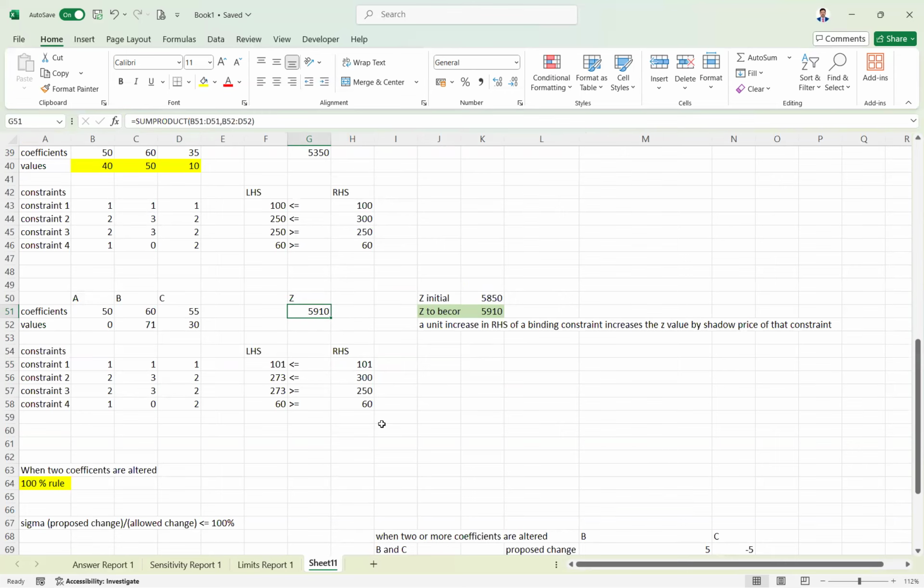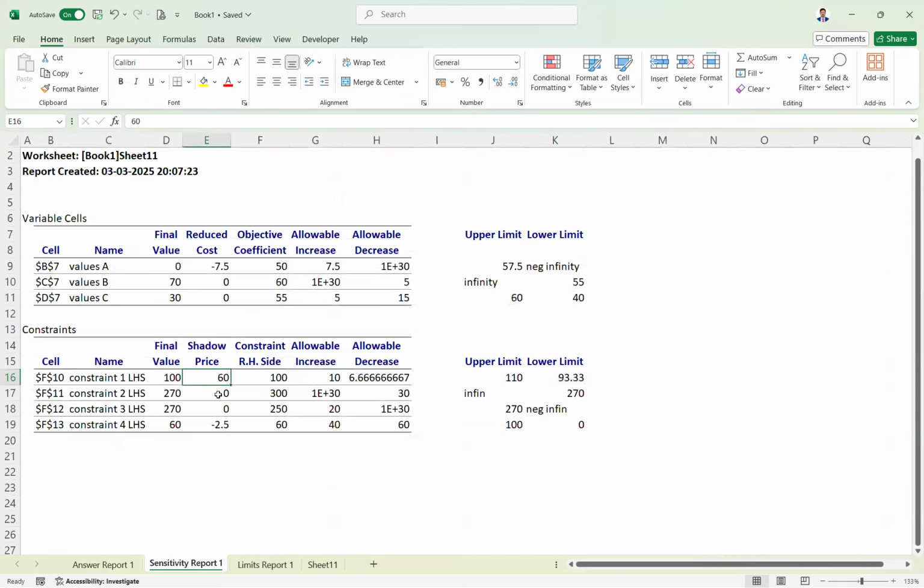That was for a binding constraint. Even if you do it for a non-binding constraint, shadow price is 0, so no change. So this is one way to see if the constraint is binding or non-binding. If the shadow price is 0, it is a non-binding constraint. If the shadow price is non-zero, it is a binding constraint.